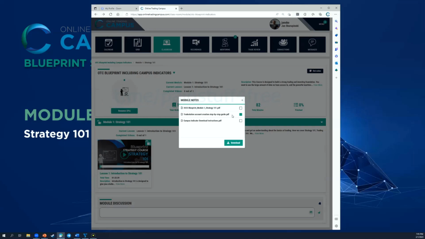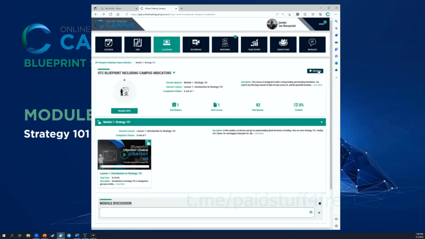Then what you also find as of today is, if you're new, there's a trade station account creation step-by-step guide. And there's the campus indicator download instructions guide. If you already expressed to subscribe to those indicators and you've been in contact with us, then this is where you would get the campus indicator download instructions. And as we go along, we will continue to add important notes here at the Get Notes function.